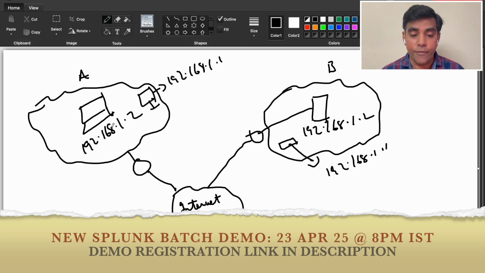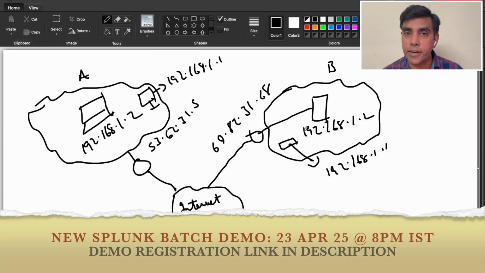Whenever from the network it is accessing the outside world, what happens? This particular IP address will be translated into a public IP address. For all the machines that you are using, you will be having a public IP address, say 53.62.31.5, and for this one we will be having a public IP address 64.82.31.68. Likewise, a public IP address will be assigned. That means the private IP address will be translated into a public IP address. In that way they will be having a unique IP address, right? This is the actual process that will be happening.